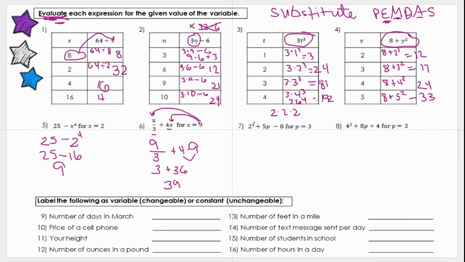2 to the 3rd power plus 5p minus 8 if p is equal to 3. So 2 to the 3rd power plus 5 times 3 minus 8. 2 to the 3rd power is 8 plus, these get multiplied because multiplication comes before adding, 15 minus 8. Left to right, 23 minus 8 puts us back at 15.